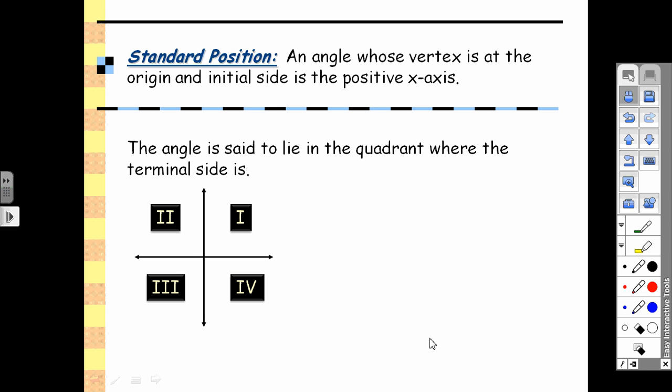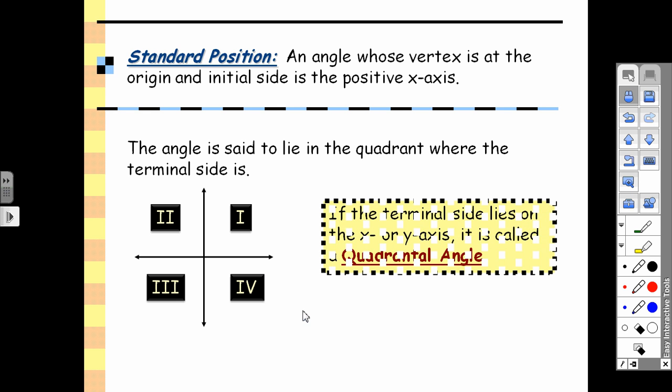So what happens if your ray lands on the axes? Maybe it landed right here on the positive x-axis. Well, we're going to call that a quadrantal angle. It doesn't lie in any one of the quadrants, but it does lie on one of the axes. It's called a quadrantal angle.